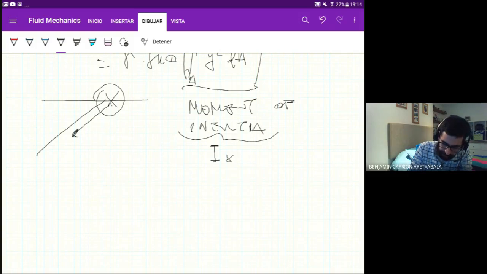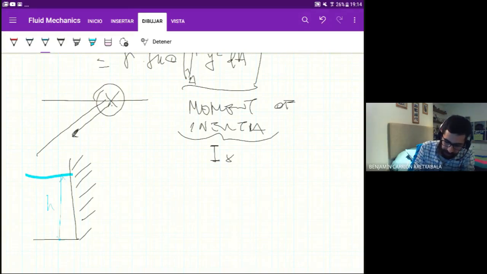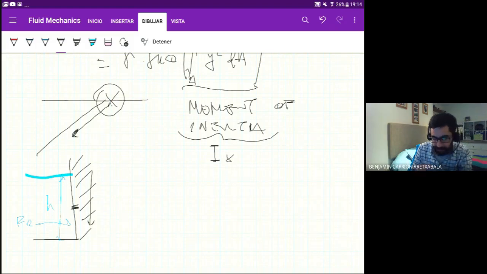Again, if we continue with the pool, and we say this is H, the application of the force is going to be below the center of gravity. Actually, it should be 2/3 of H. But we're going to see it later on.